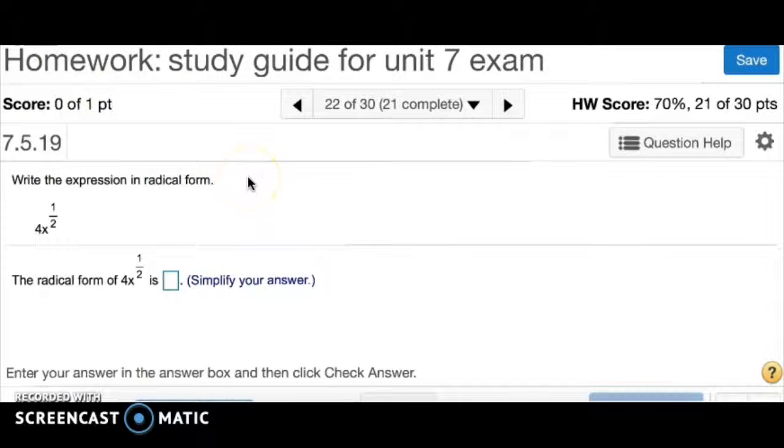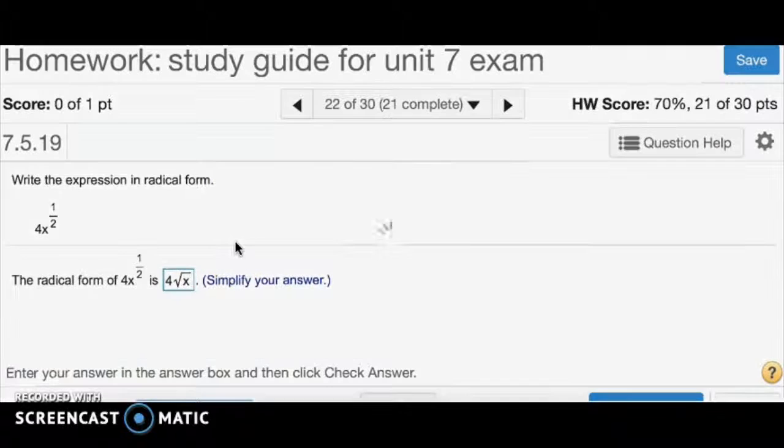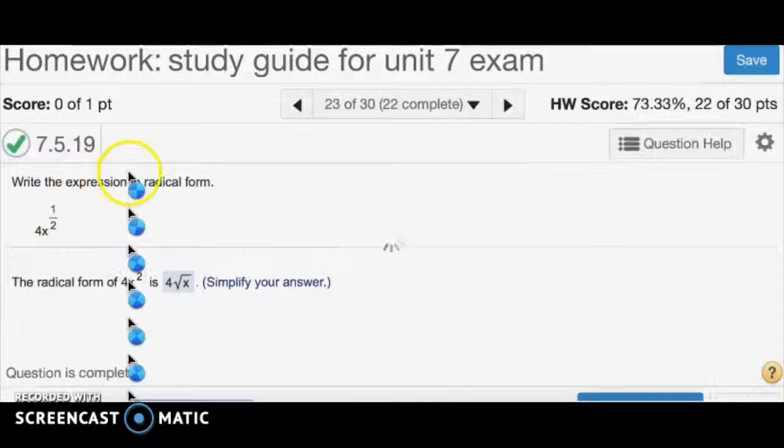Alright, number 22, it says rewrite the expression in radical form. So the only thing with a fractional exponent is the x, so that means we can simply just put the 4 here. Nothing else is being done with that. Now, looking at the fractional exponent, the numerator is the power, the denominator is the root. So we have a power of 1, and it's 2, so square root. So we're going to choose square root of x. Now, x is only raised to the exponent of 1 because of that power, so leave it as x. So 4 root x would be number 22.